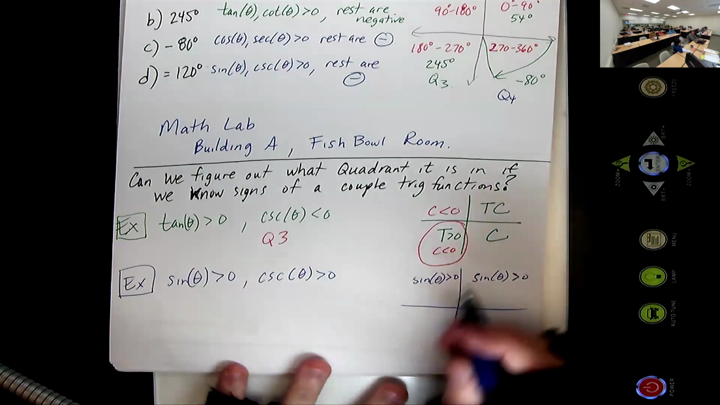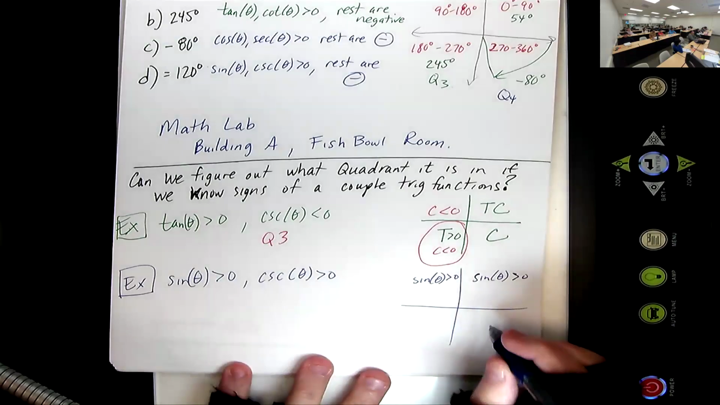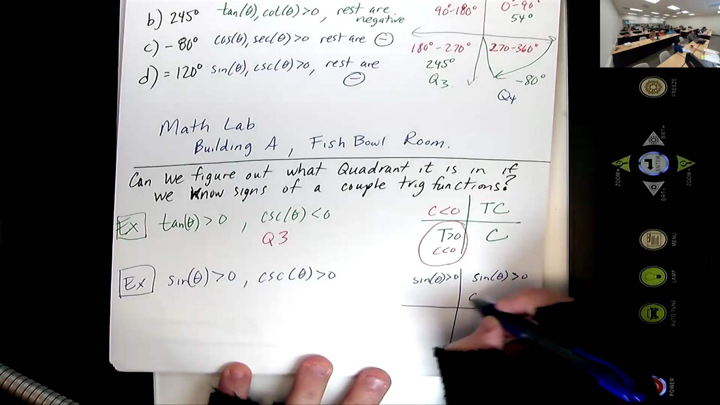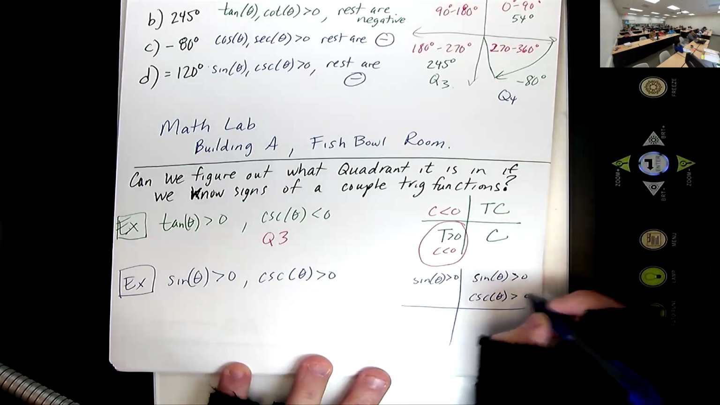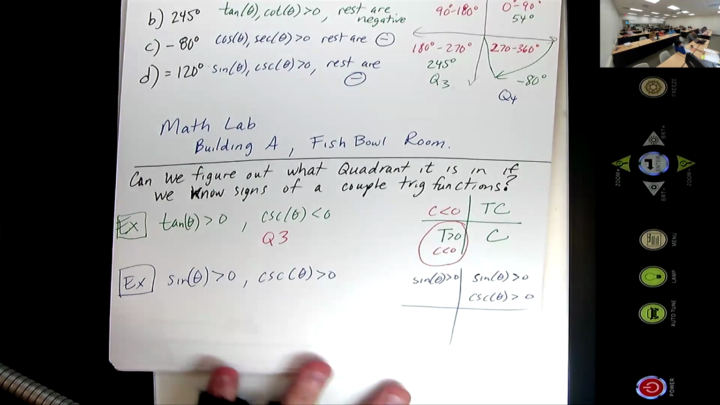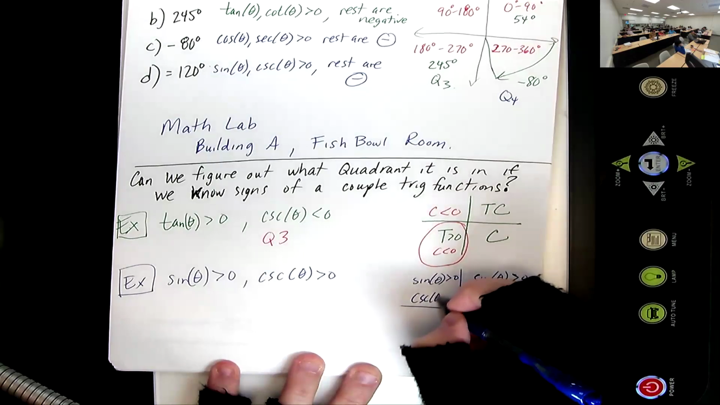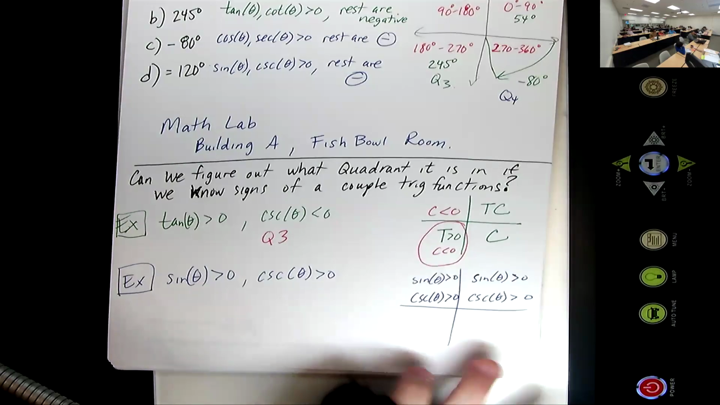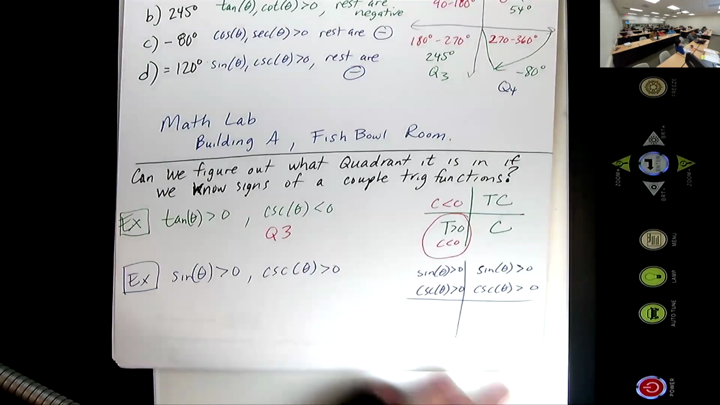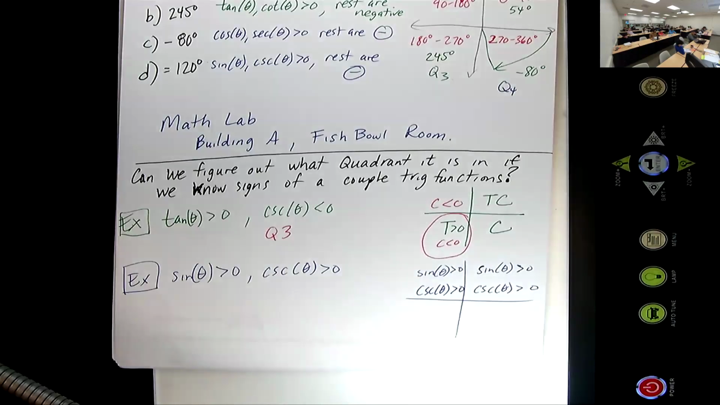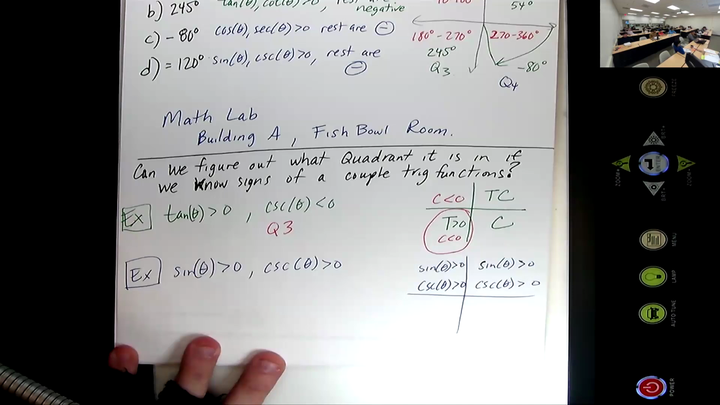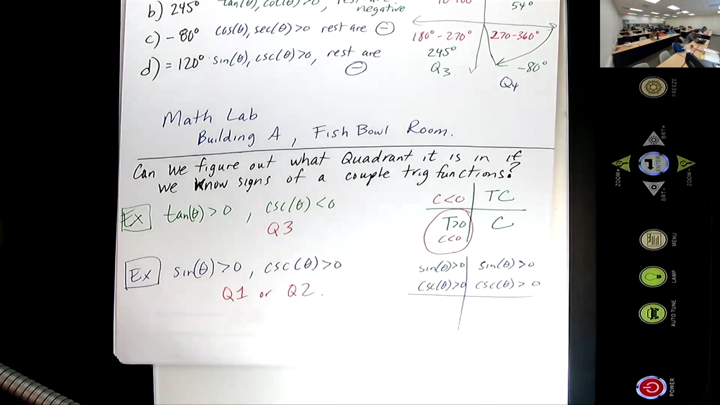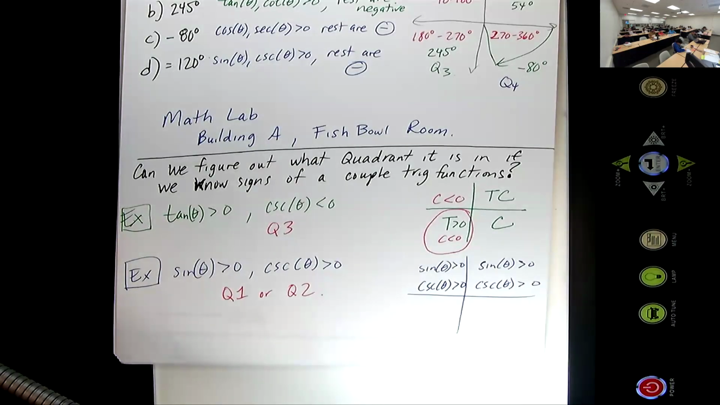It's definitely positive here. It's also positive here, right? It's just sign flipped over, not 4. Cosine's positive in 4. Cosecant's not. So we don't really know which quadrant it's in. It's quadrant 1 or 2. We're not sure, so we can't necessarily narrow down where it is based on this.